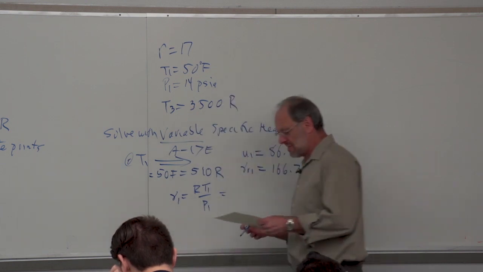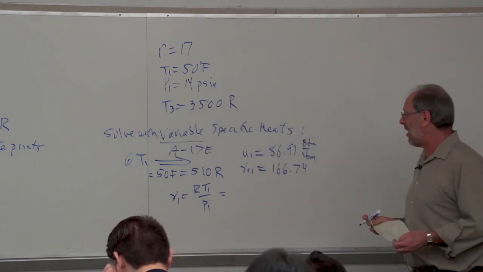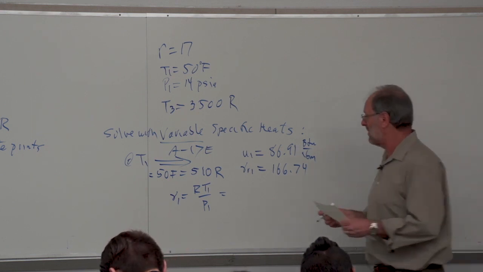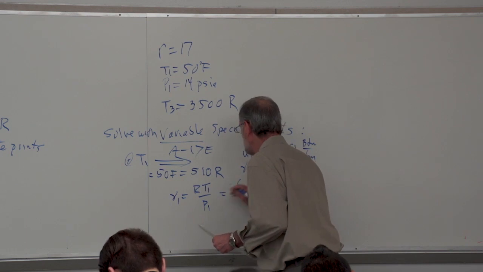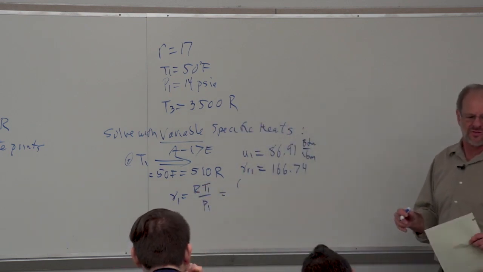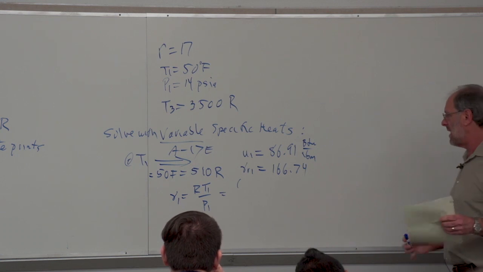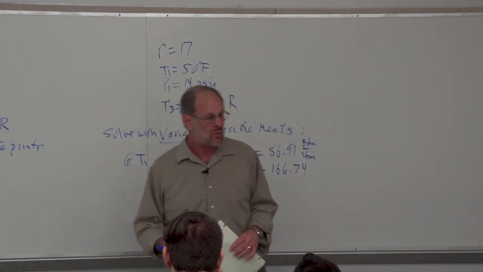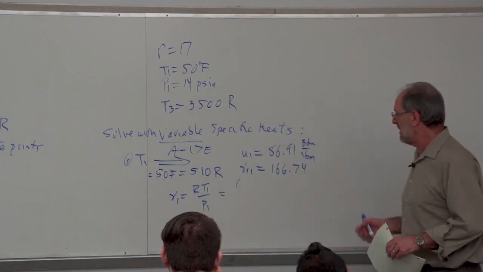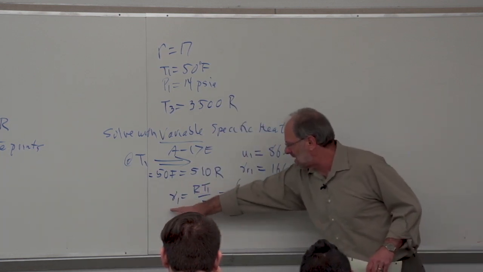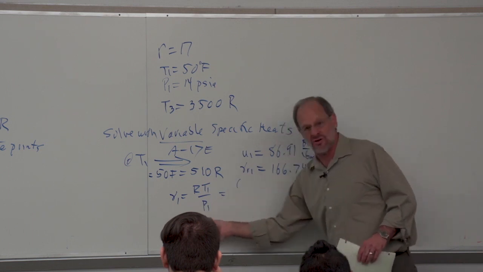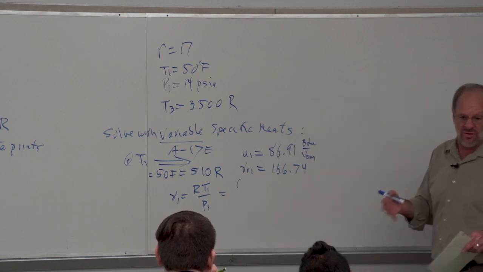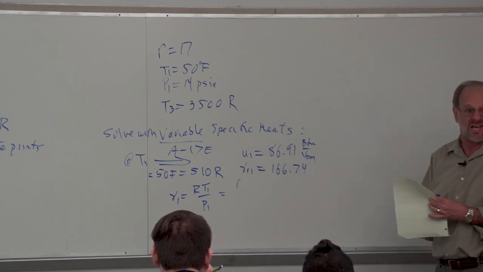So this is just going to be RT1 over P1. Now, R is for air, right? So you'd have to use the appropriate value. There's actually two listed values for the gas constant for air. One would be in PSIA foot cube per pound mass degree R, and one in BTUs per pound mass per degree R. The fact that I'm using it within the ideal gas equation of state, and I'm going to have a pressure term with the units of PSIA, means I should really use the version of R that has the PSIA units in it.